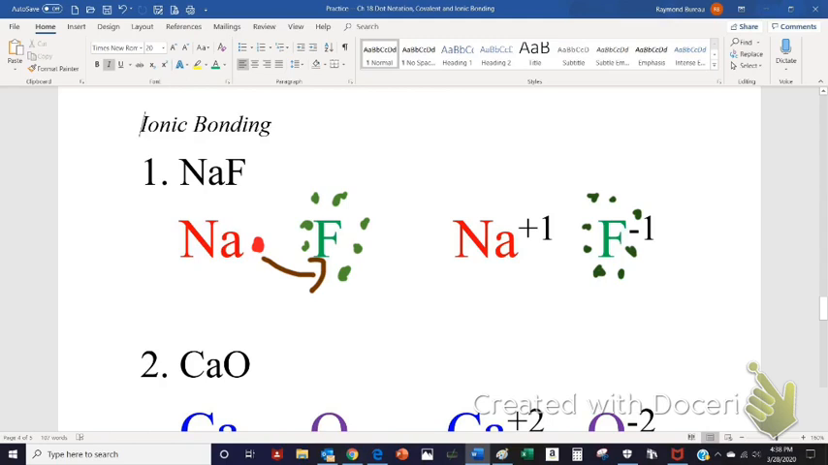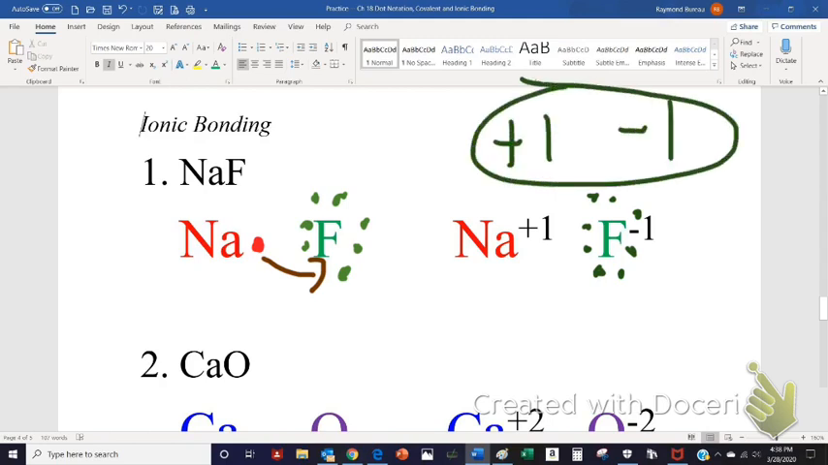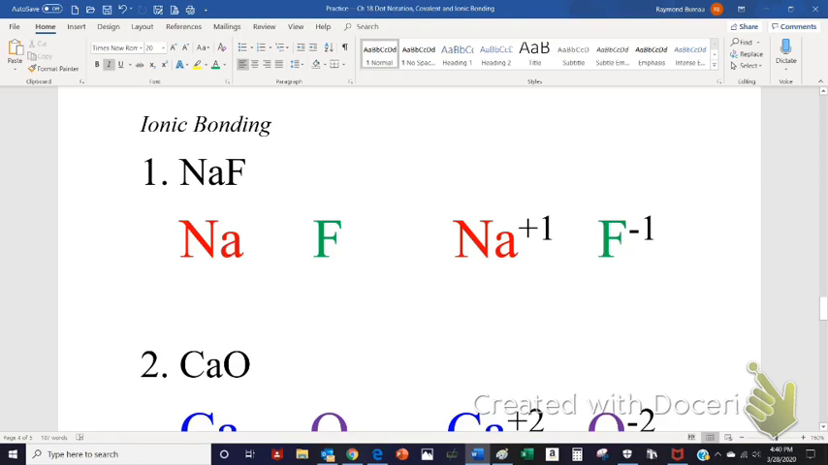And it's these opposite charges that stick together. Remember, electrostatic forces hold ionic bonds together. And it's very difficult to break those ionic bonds apart. So those are going to stay together quite a bit. Now let's clear this off, move down to the next one.